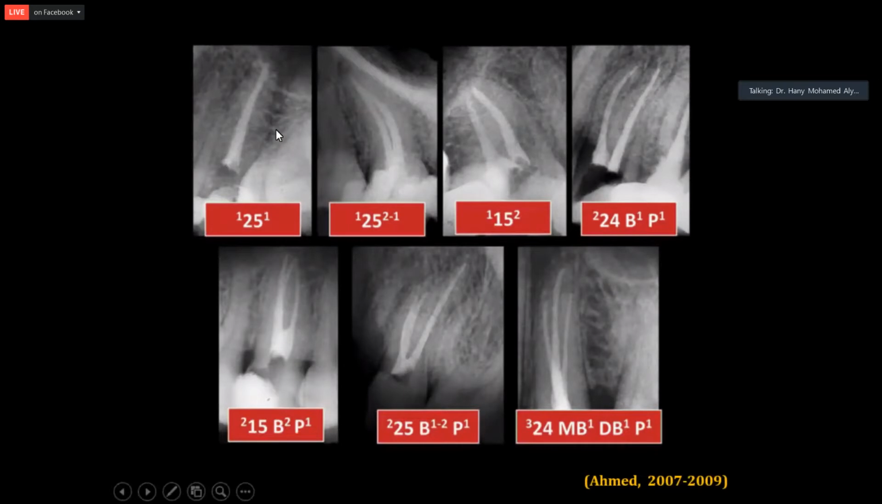the complexity starts with a very simple single canal, and then can also be one or two separate canals in a single root, or two canals in double roots, and then three canals in maxillary premolars. So this means the maxillary premolars may have a wide range of anatomical variations.